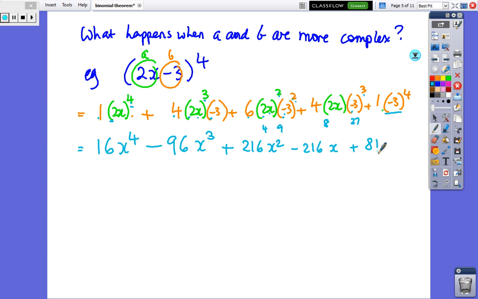So if you notice, with the minus sign, it goes plus, minus, plus, minus, plus. It just alternates. Okay. So copy that down, you'll get plenty of practice on those ones. When you're ready, come to the next slide.